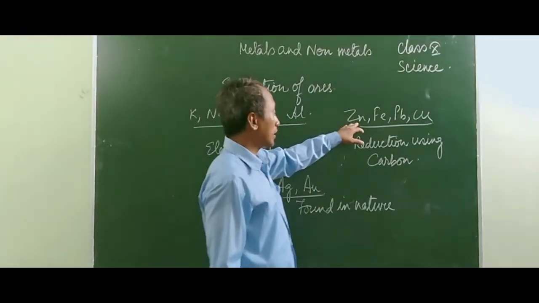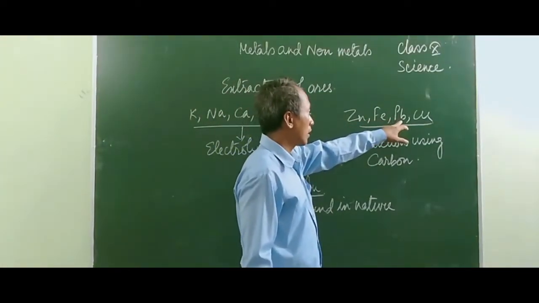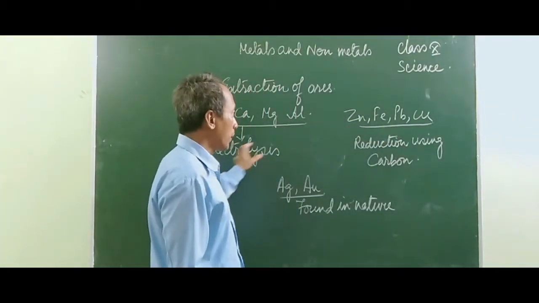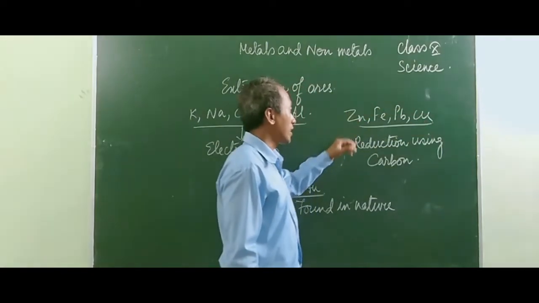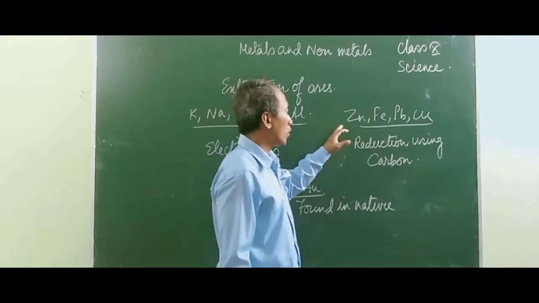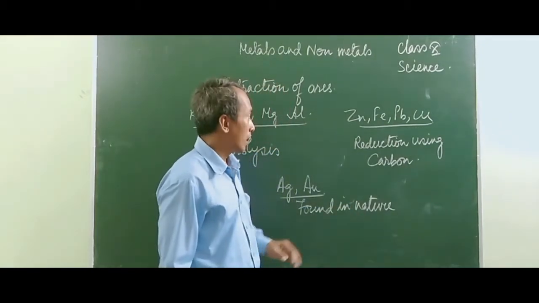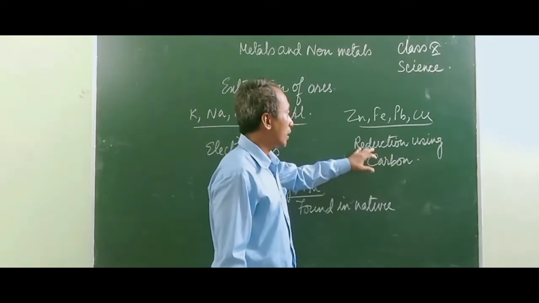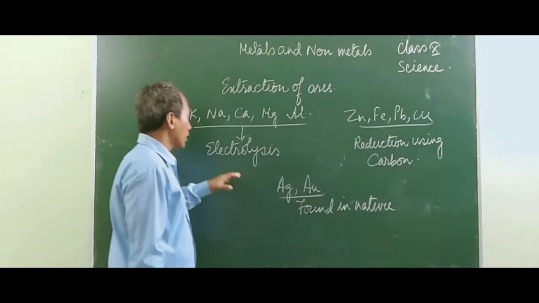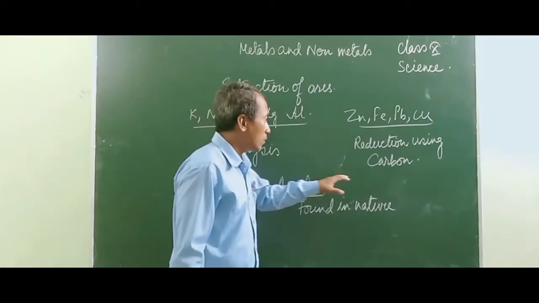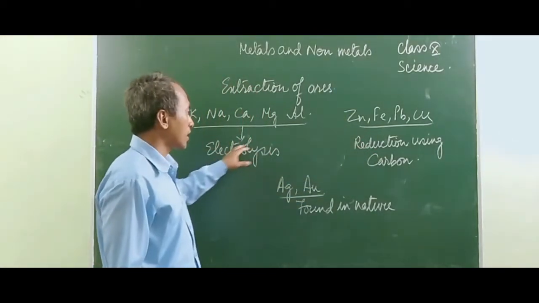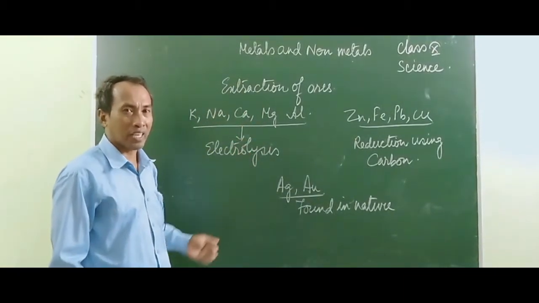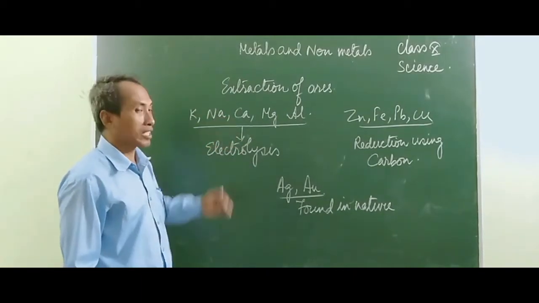But the least reactive metals like zinc, iron, lead, copper cannot be extracted by the electrolysis method. All these metals can be extracted by a method called the carbon reduction process. Because they are least reactive metals, they can only be extracted by the carbon reduction process. But before using all these methods, electrolysis and carbon reduction process, there are several steps which we need to follow for the extraction of ores.